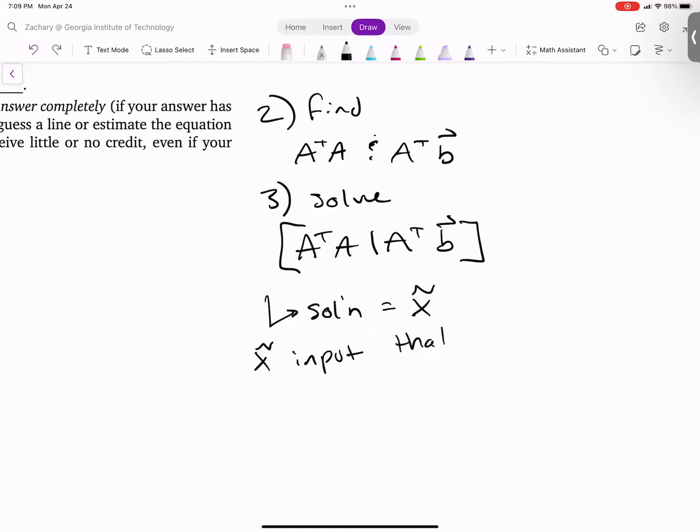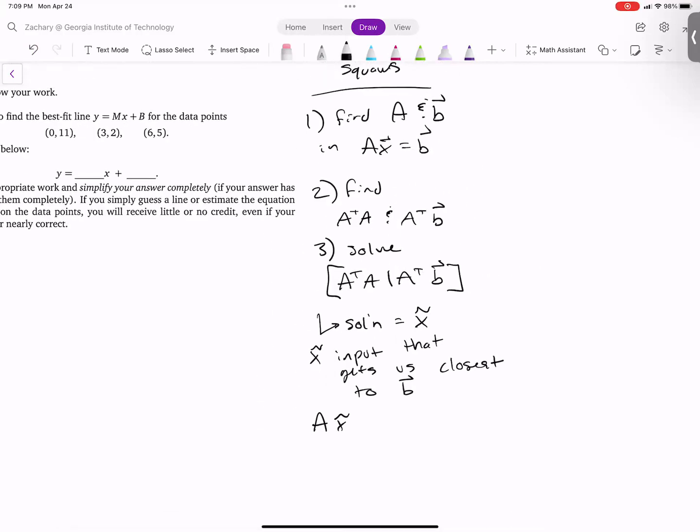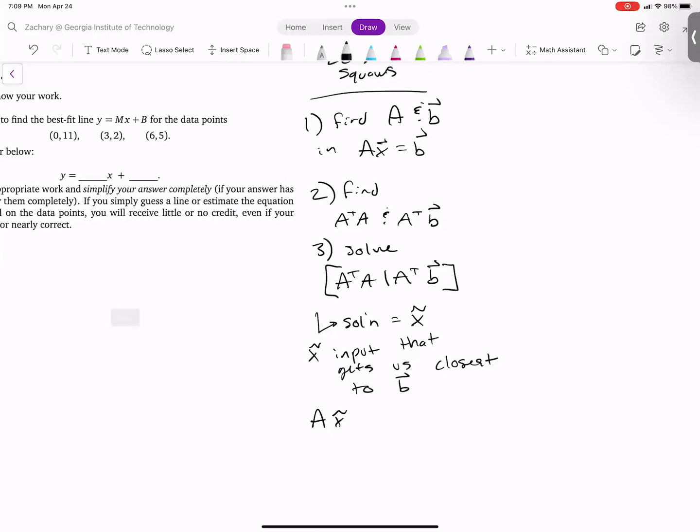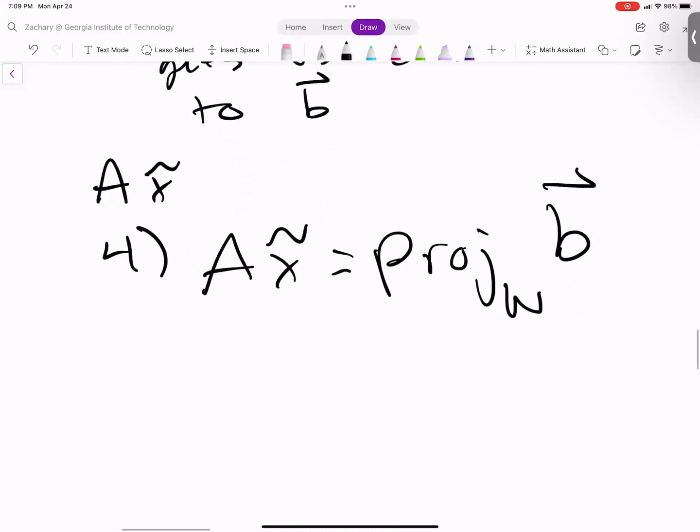With this, x tilde is the input that gets us closest to B for A times X. So this is all you need for a least squares problem, but there's one more step in case they do ask it. And it is a foolproof way to always find the projection. A times x tilde is equal to the projection of B onto W, where W and A are just the same space. A is usually the matrix that spans W, but this is just how it's typically written.